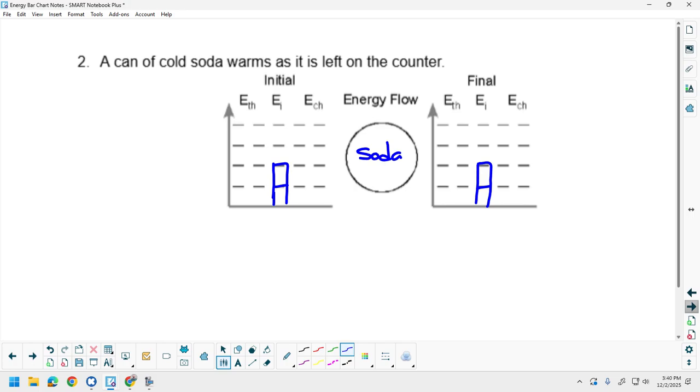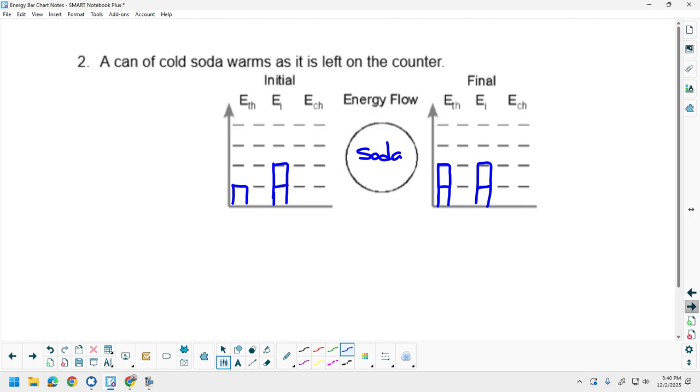Now when it comes out of the fridge, it's going to be nice and cold. And so we'll have low thermal energy. So I put that as 1 bar. Again, I'm just arbitrarily choosing that. And as it sits on the counter, it warms up. We want to show the thermal energy increasing because the temperature increases. So I'm going to switch that to 2 bars of thermal energy.